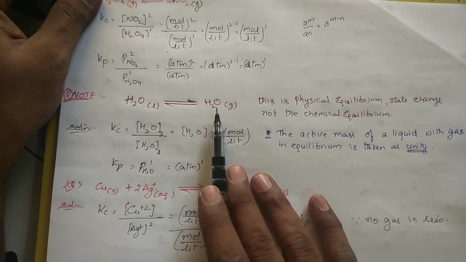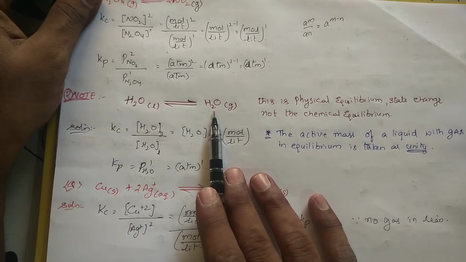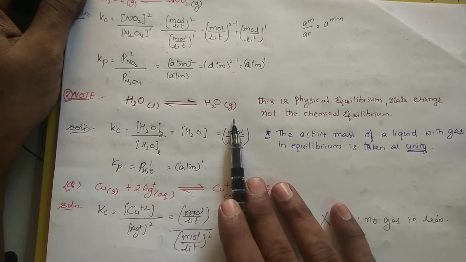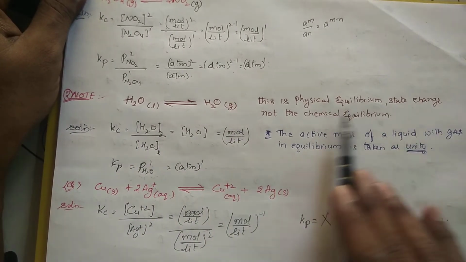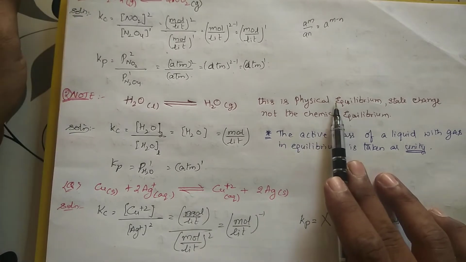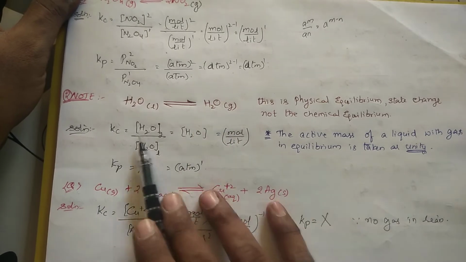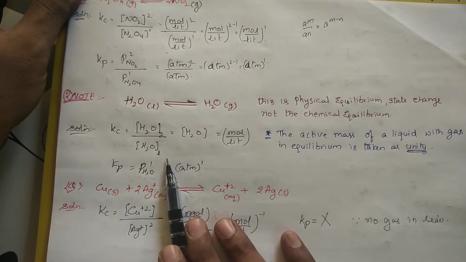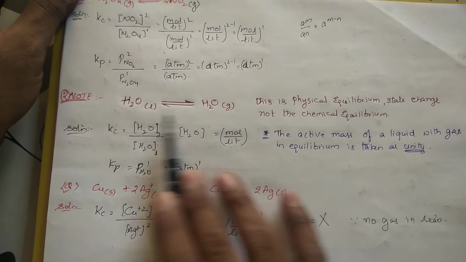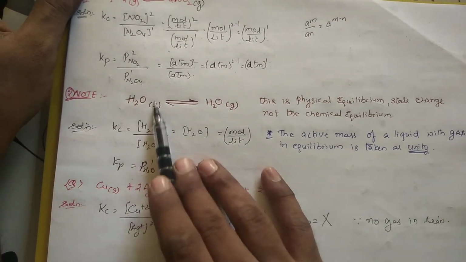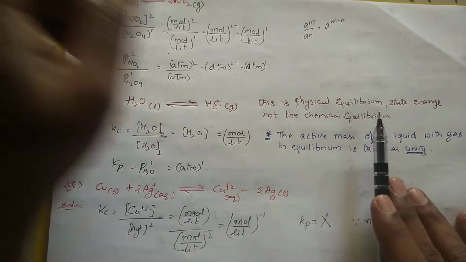Only there is a change in the physical state of the reactants. Okay, so water that is present in the liquid state has been converted to water in the gaseous state. So the state in which they exist changes; it is not chemical equilibrium, it is only physical equilibrium. So what will we be taking? Kc, product is H2O gas by H2O liquid. In physical equilibrium, whenever there is liquid, we will not take it into consideration. This H2O, whenever it is in the liquid condition, is taken as unity.